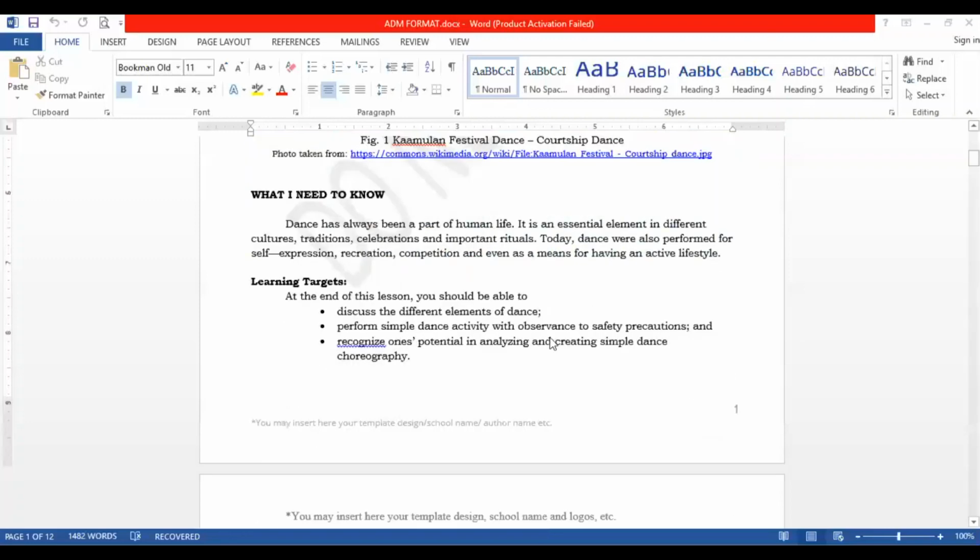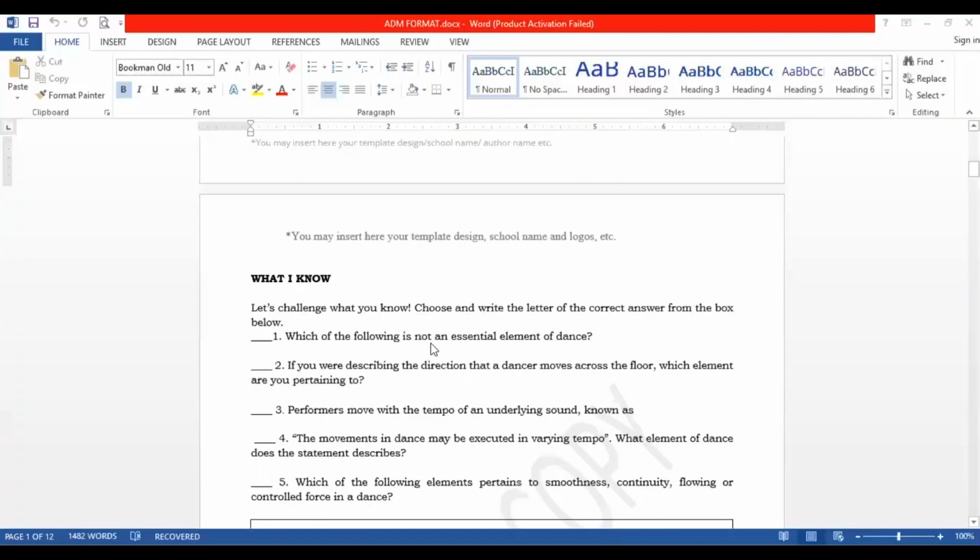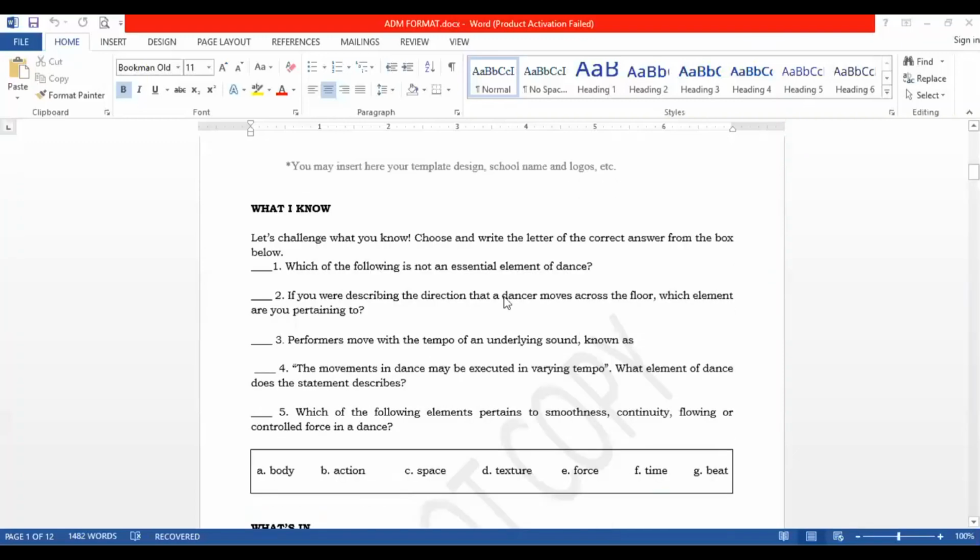Okay, so yan. So I presented here learning targets that are formulated out of the most essential learning competencies. Okay, next is the what I know part. Sa amin kasi sa arrangement namin sa school, we have agreed that para madali sa mga teachers and para madali rin sa mga bata, no?